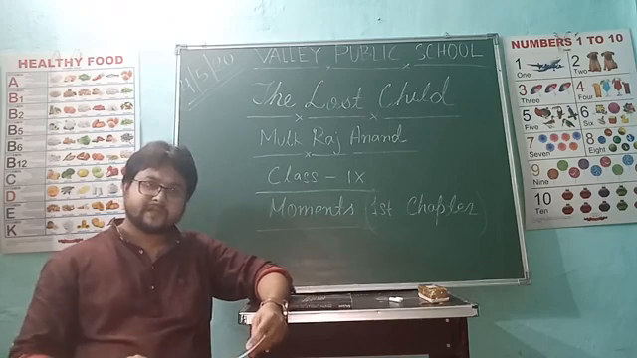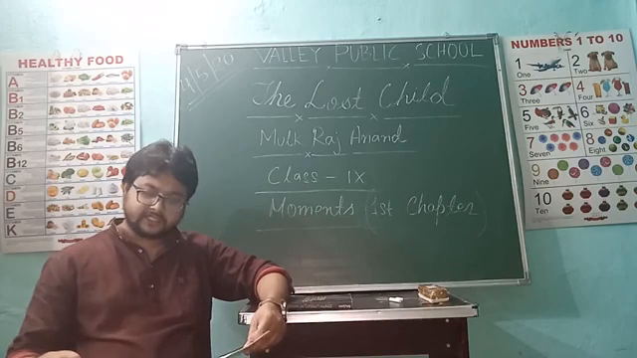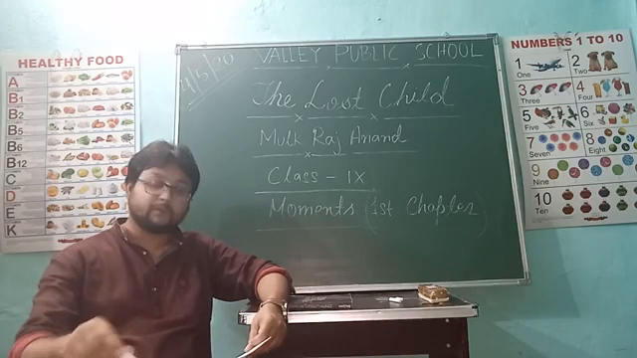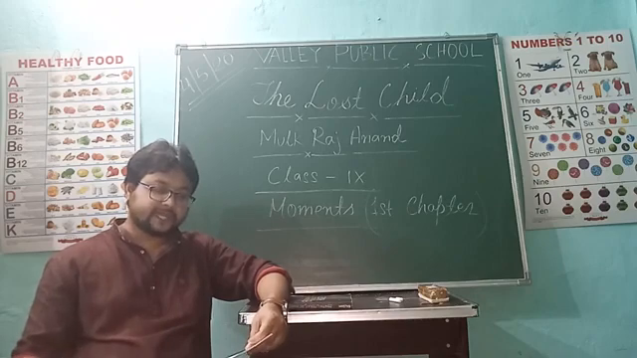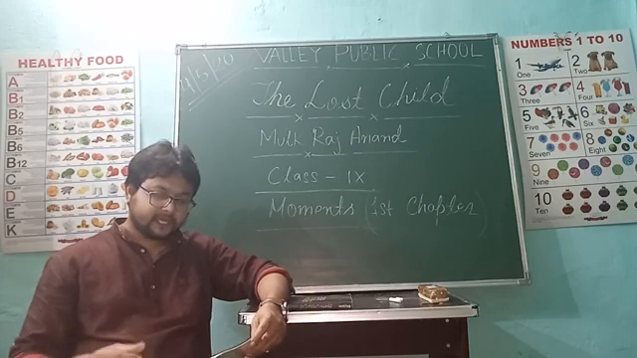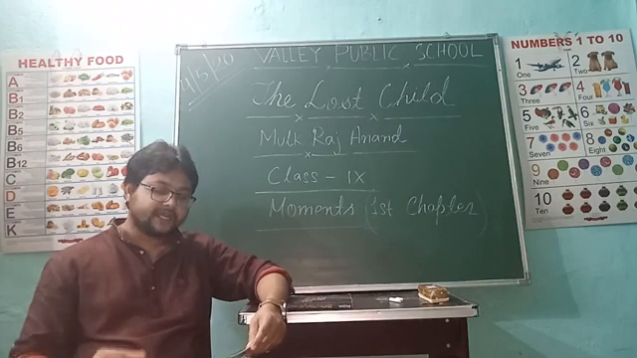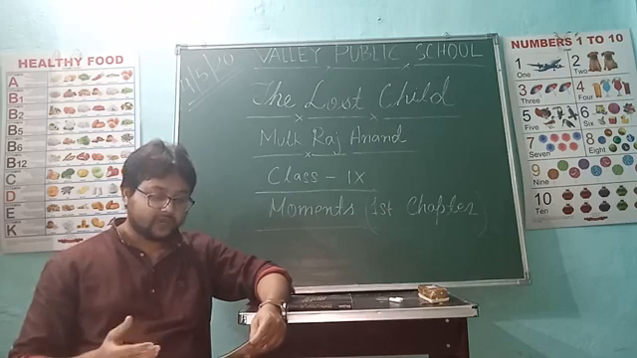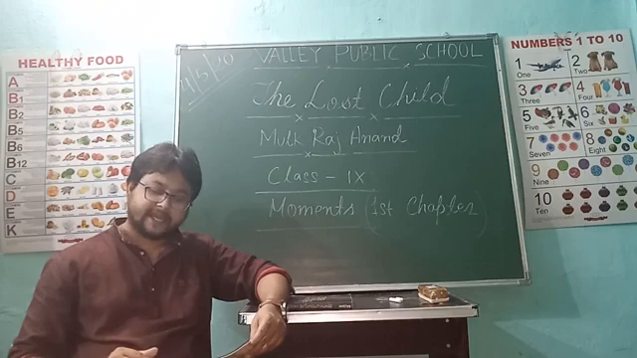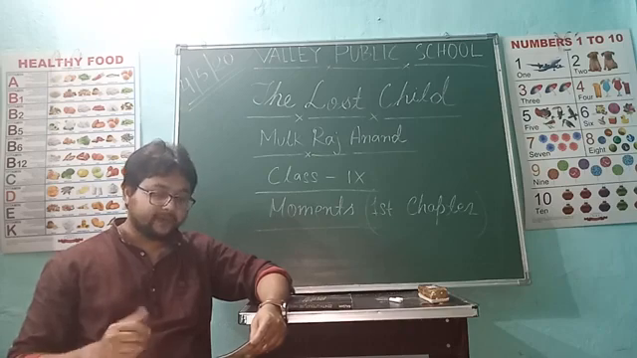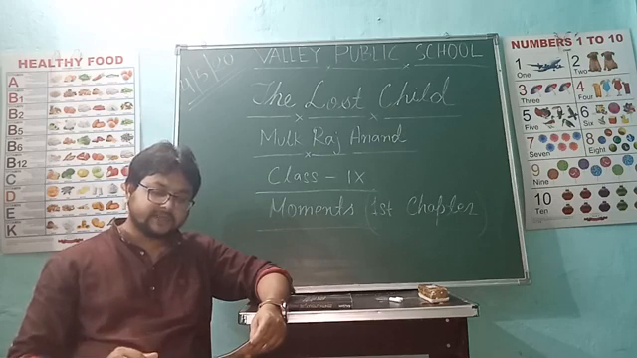So I request and advise all the students, turn to chapter 1, The Lost Child, of your book Moments, the supplementary book, first chapter, The Lost Child. Before starting, you may see something written in red color. So let me read that out. The child goes to a fair with his parents. He is happy and excited and wants the sweets and toys displayed there. But his parents don't buy them for him. Why then does he refuse when someone else offers them to him?